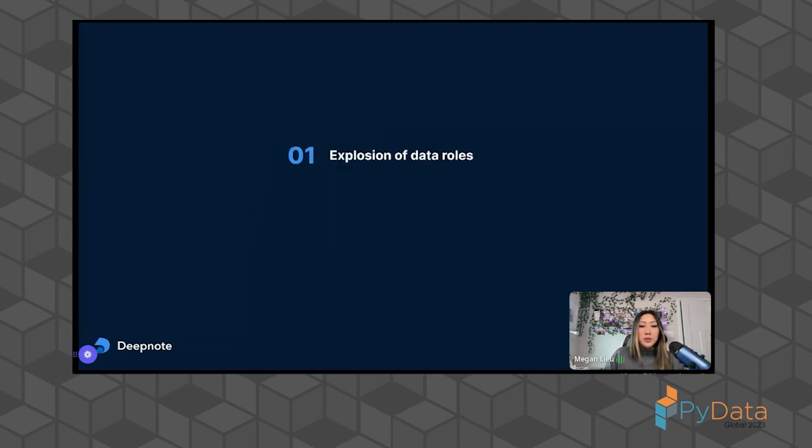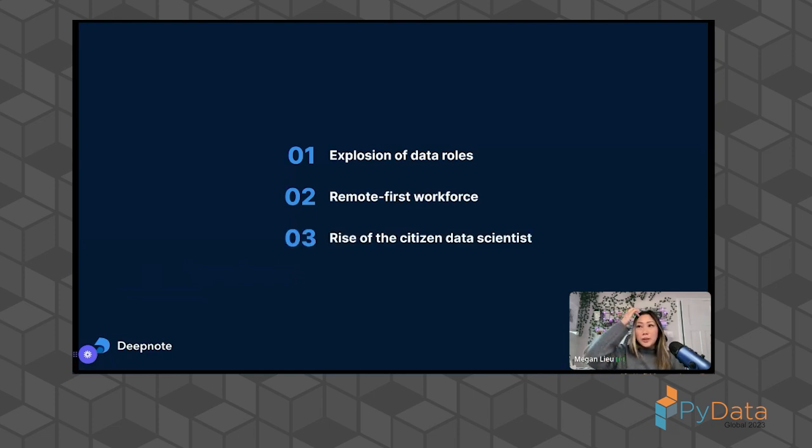At the same time, we were also noticing some major trends going on in the data space. For example, the explosion of data roles, more remote first workforce, and also the rise of the citizen data scientist. And for those of you who have never heard that term, we think of those people as business personas or somebody who is not traditionally trained in data science, who still has to interact with data and data science principles in any way to be able to do their everyday jobs.